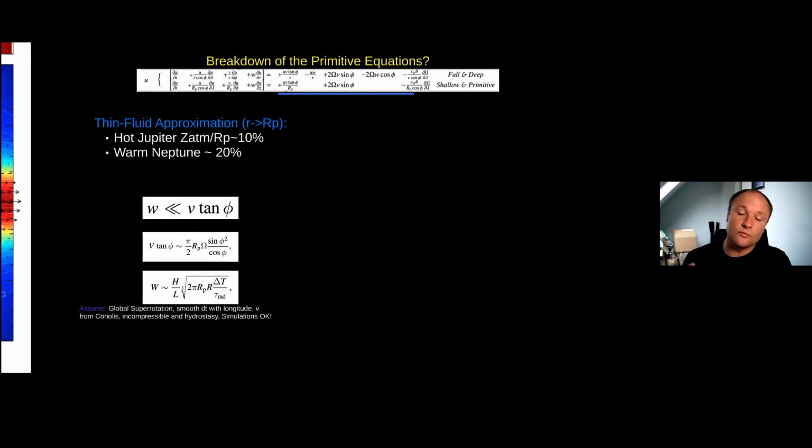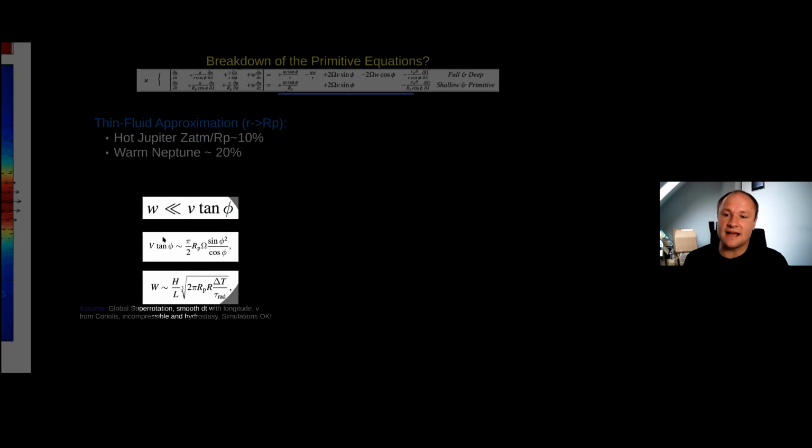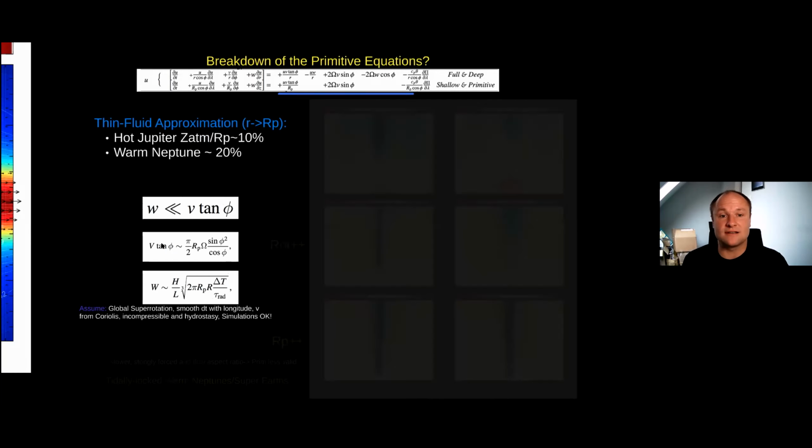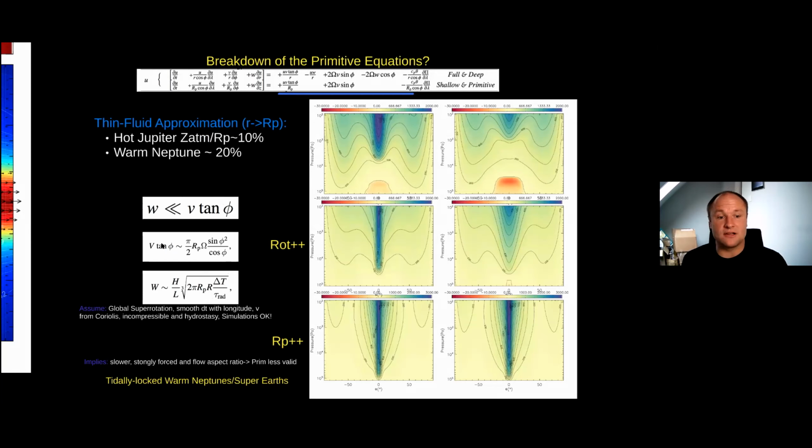So after some manipulation of the equations, we had estimates for these two terms, the vertical velocity and the latitudinal velocity. And that showed us that warm Neptunes were in the ballpark, or in the region where we expect these equations to break down. So we performed some simulations, same plot as before, with a slightly different color scale, just because I realized I'm colorblind and the other color scale was very difficult for me. So we changed color scale halfway through the papers we were writing.